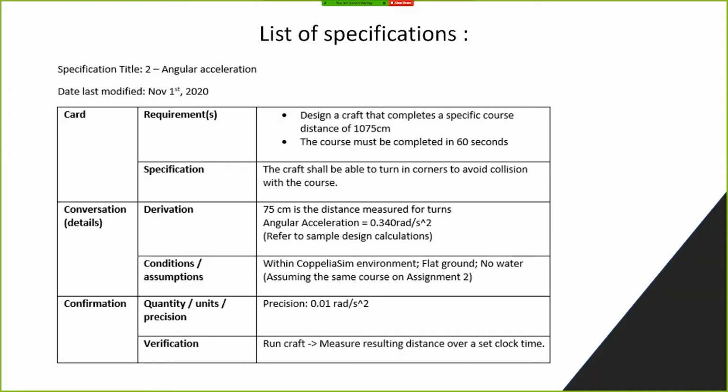For the second specification, we base it off the same assumptions and the same requirements. For this one, we have angular acceleration. So the craft shall be able to turn in corners to avoid collision with the course. 75 centimeters is the distance that we had measured for turns, with an angular acceleration of 0.34 radians per second squared, also with a precision of 0.01 radians per second squared. In terms of verification, we will run the craft, measure the resulting distance over a set clock time, and then make sure everything is in order.